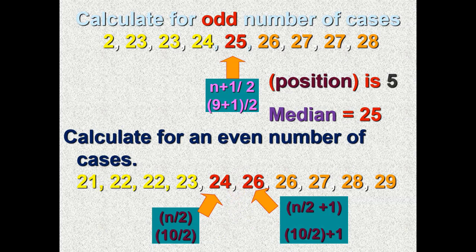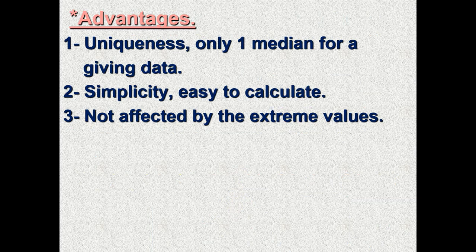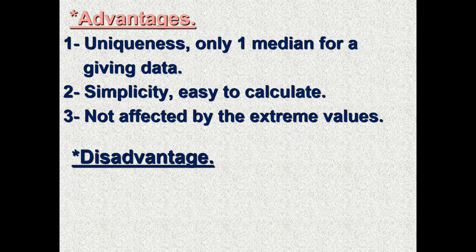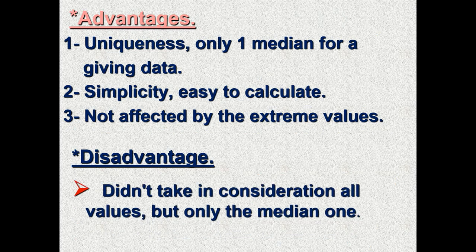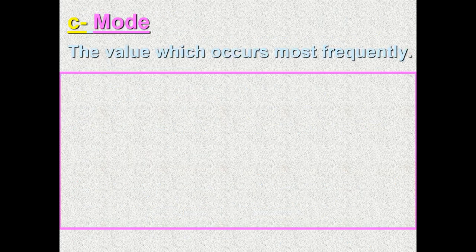n divided by 2 and n divided by 2 plus 1 gives me 25. Advantages: uniqueness, only one median for a given data, simplicity, easy to calculate, not affected by extreme values. Disadvantages: they don't take into consideration all values, but only the median one.